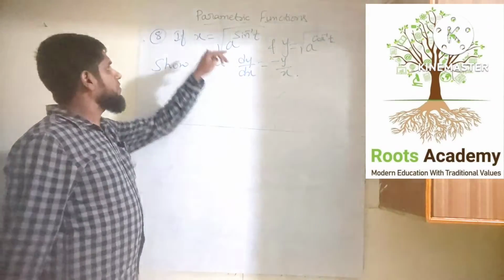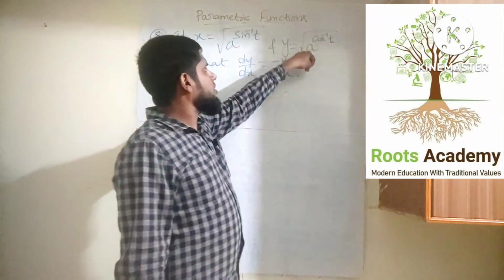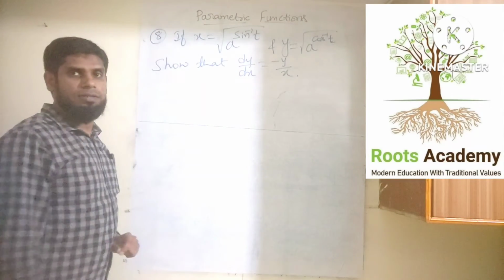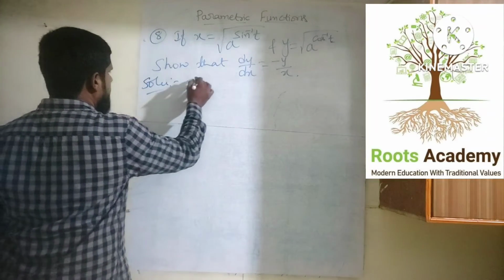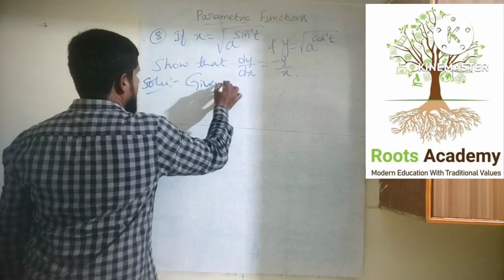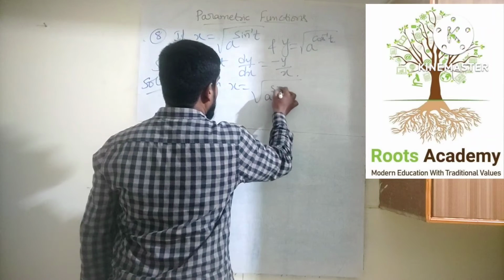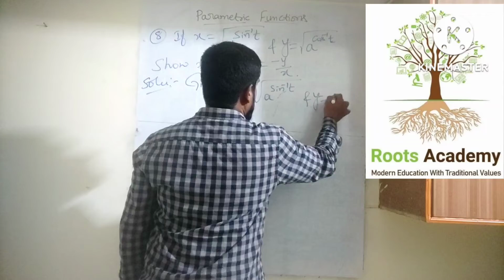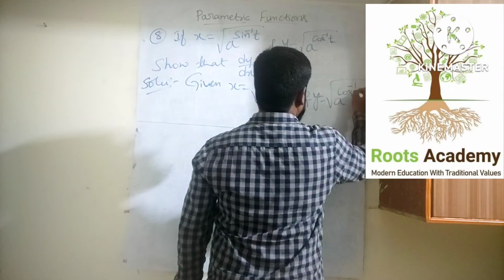So let us first differentiate x with respect to t, because t is a parameter. Then we will differentiate y with respect to t. Then we will see what our dy by dx is. So first, given x is equal to square root of a power sin inverse t and y is equal to square root of a power cos inverse t.